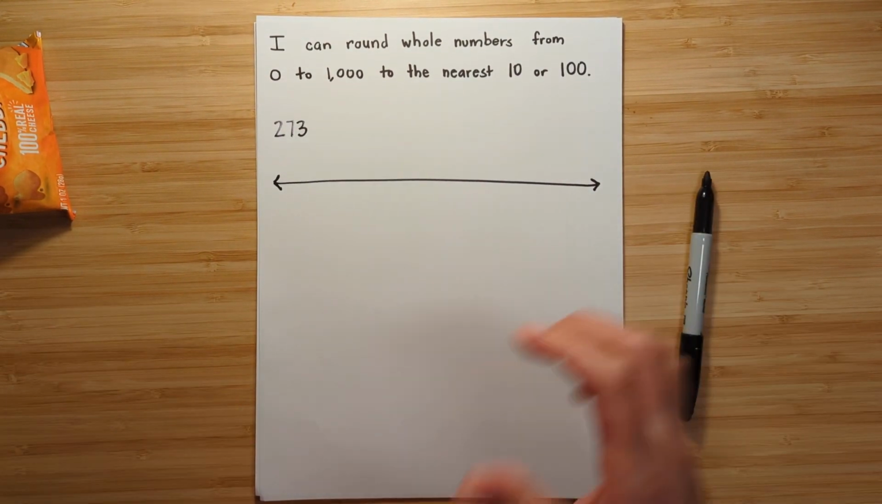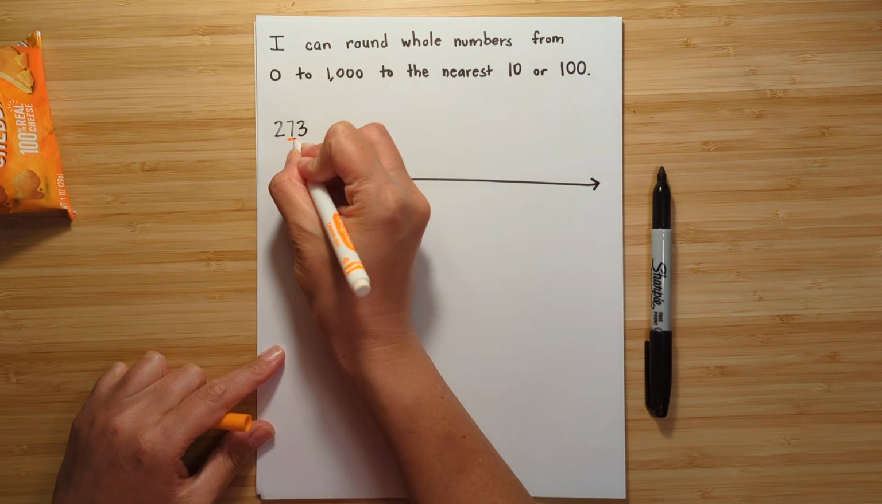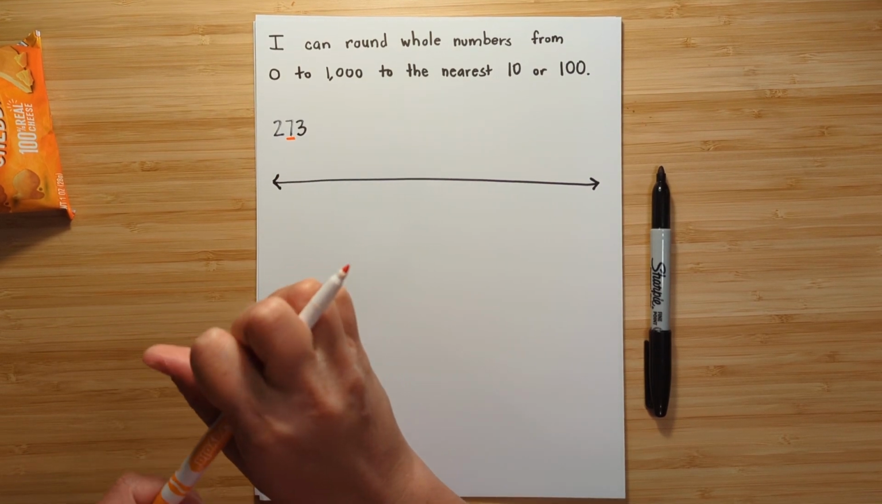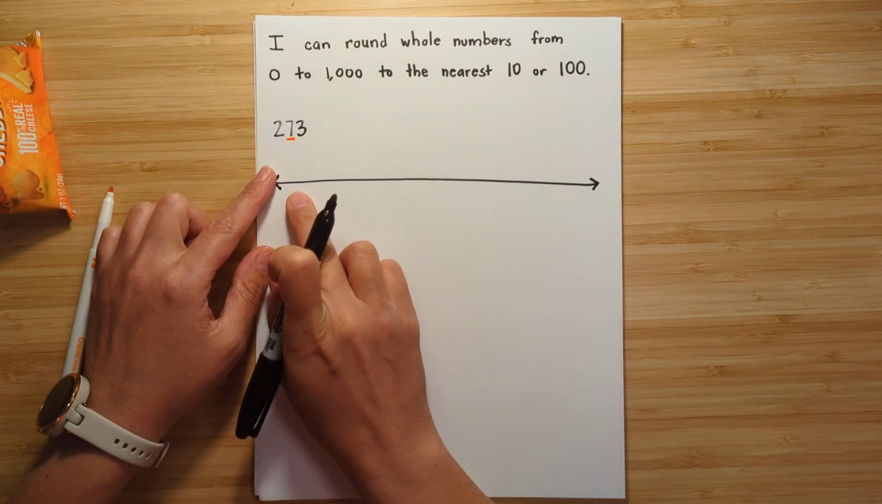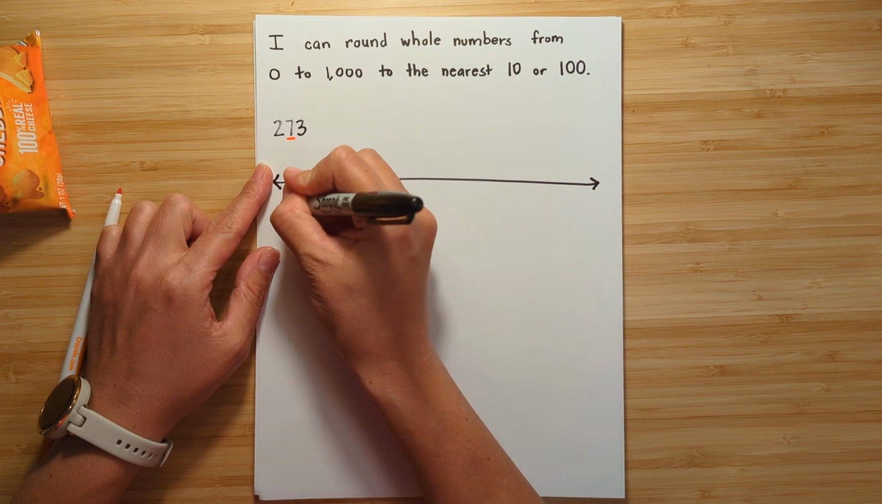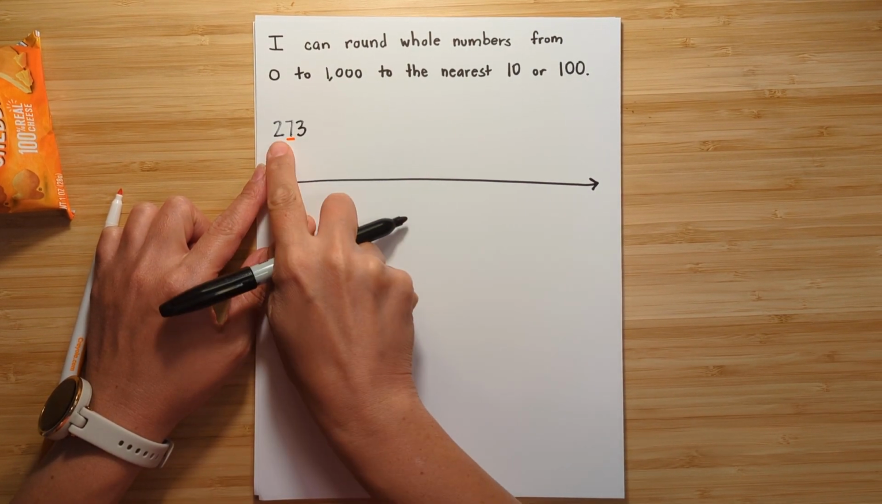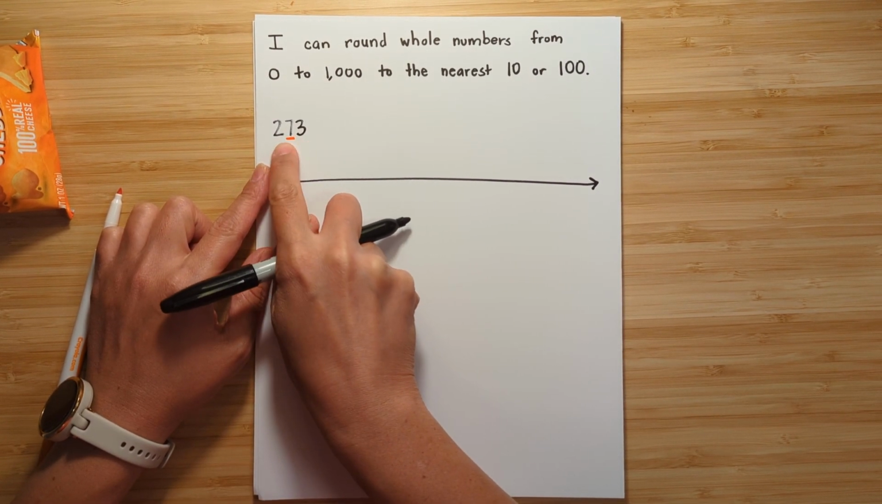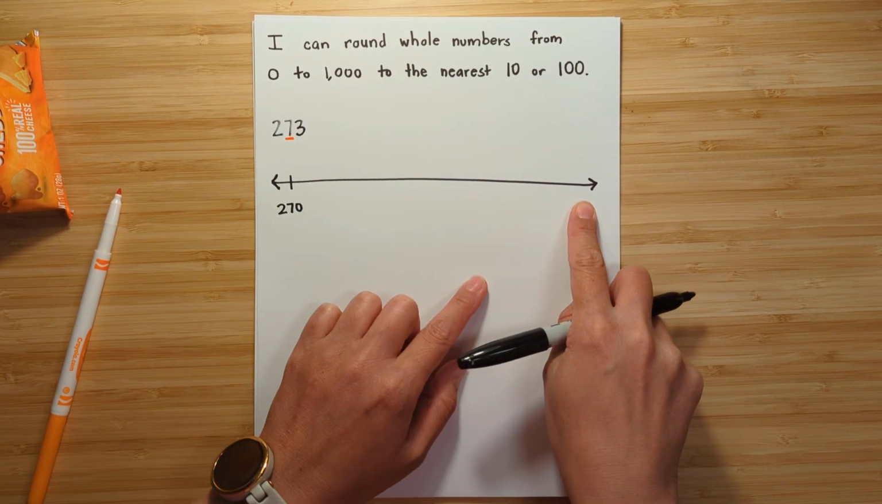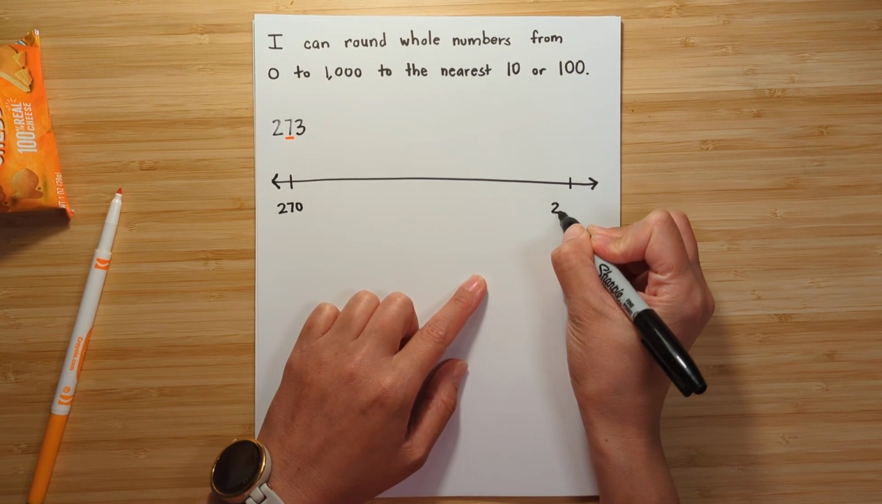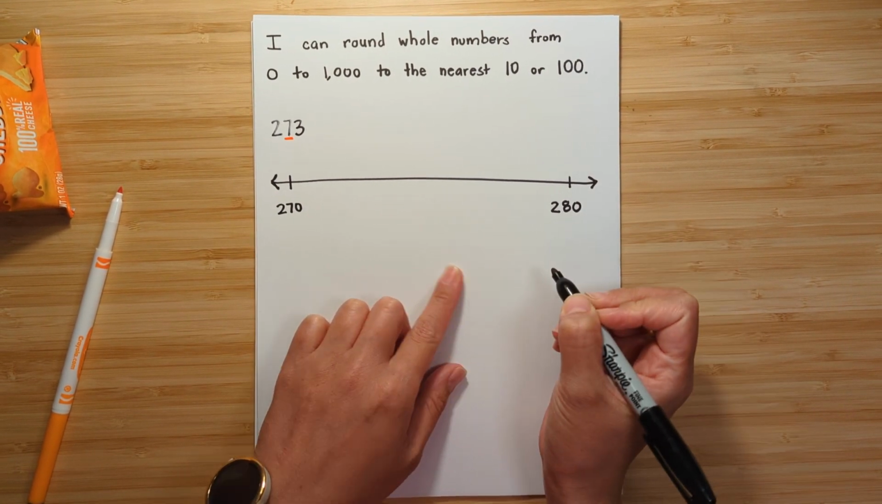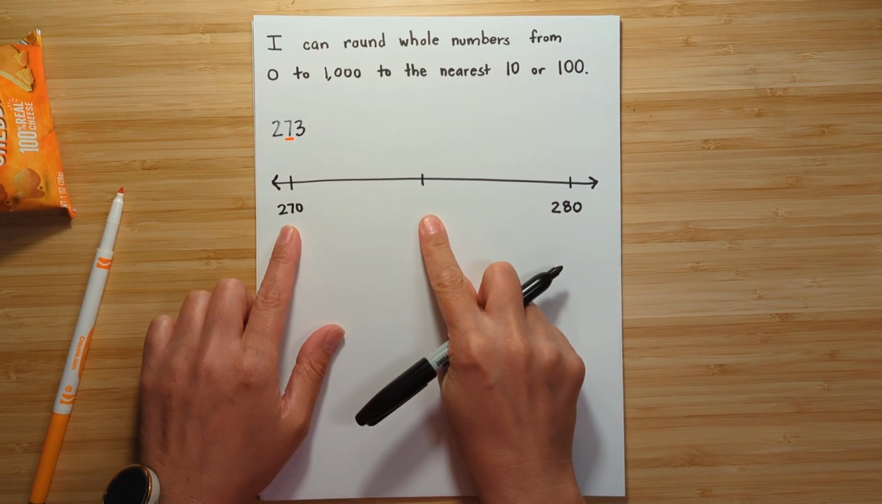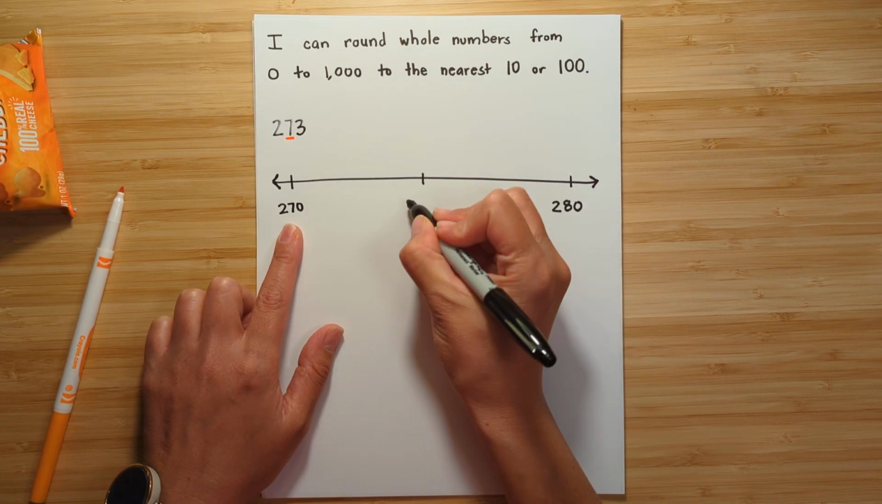And I'm going to underline what I'm rounding to. So I'm rounding to the nearest tens. So here's my place value to the nearest tens. So I'm going to start with my first number. That's going to be 270 because that's 273, but 270, right? And then add 10 more, that's going to be my last number on my number line. So that's 280, okay? The midway point is going to be in between these two values, which is 275.